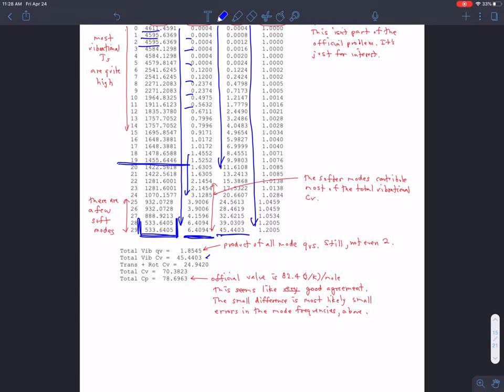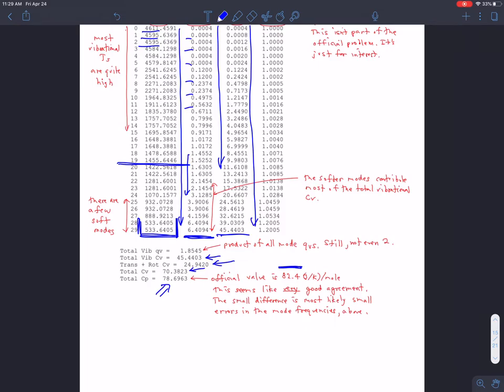If you add that 45 to the heat capacity for rotations and translations, you get an overall CV value of about 70, and when you add another R to that in order to get the CP value, it's 78, 79, it's almost 80, and that agrees pretty closely with the official value of 82.